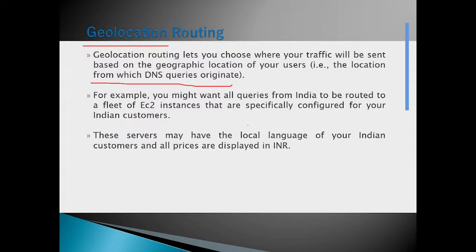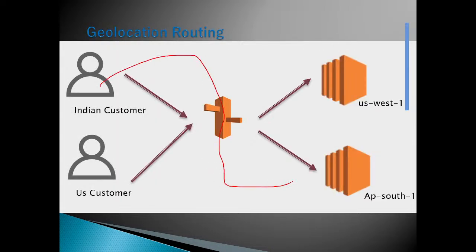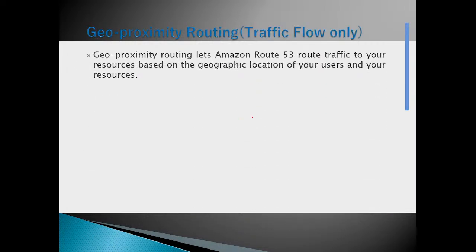For example, you might want all the queries from India to route to the fleet of EC2 machines that are specifically configured for Indian customers. This server may have local languages of your Indian customers, and all the prices are displayed in INR. So Indian customers, we are sending traffic to Mumbai servers. US customers, we are sending traffic to US EC2 machines. Now geoproxy, I will explain you in 1 minute.